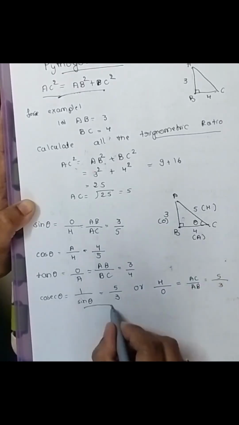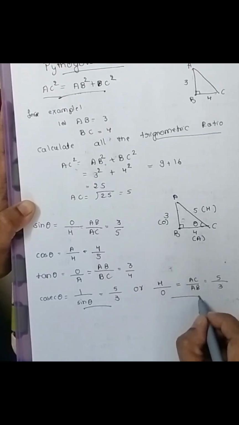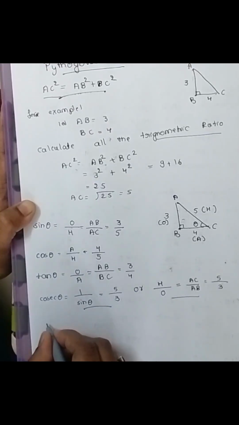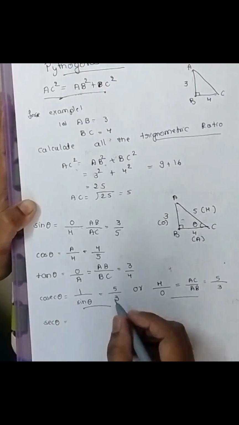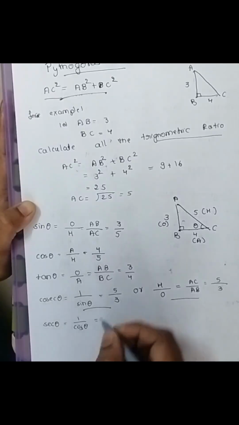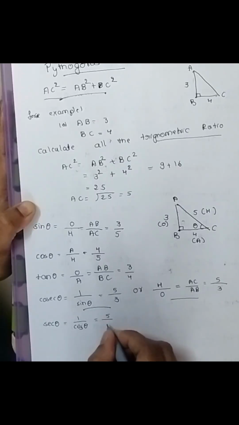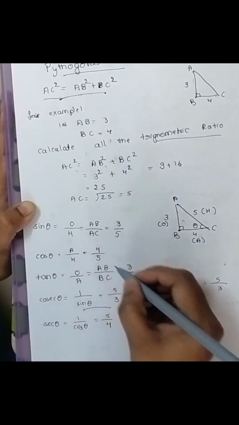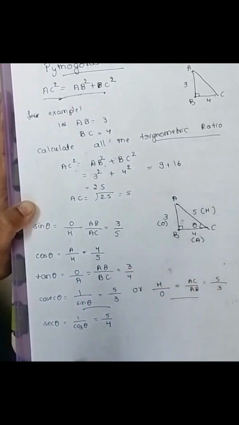So we can use the relation of the trigonometric ratios, or we can use the basic definition to get the values. Similarly, we can get the secant theta. What is secant theta? Secant theta is the reverse of cos theta, right? So what is cos theta? We got it as 4 by 5. So the reverse of that will be 5 by 4. The denominator will become the numerator and the numerator will become the denominator.